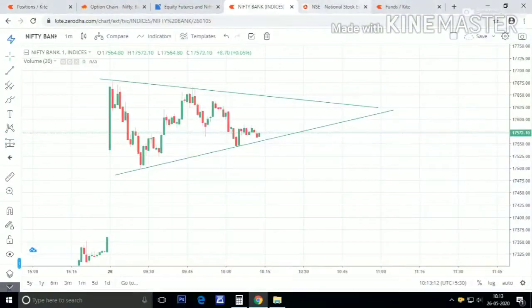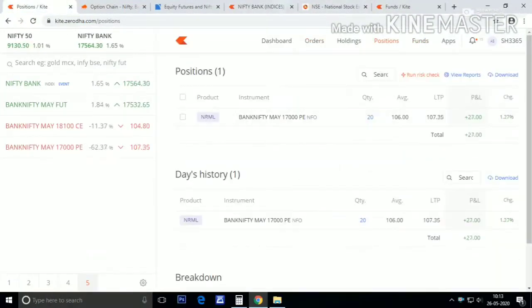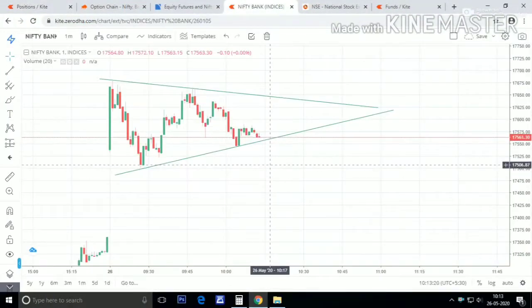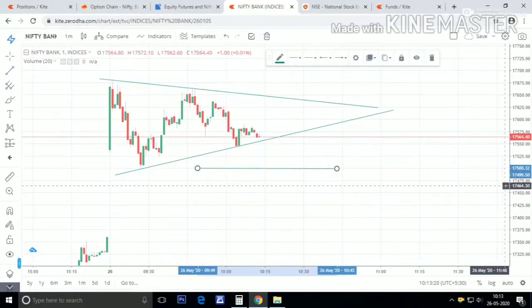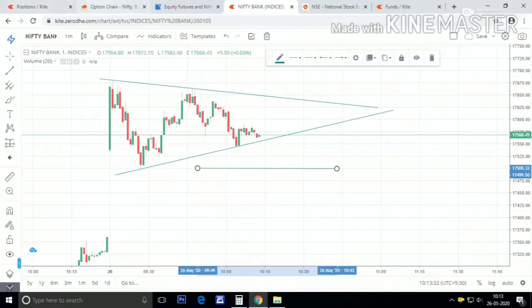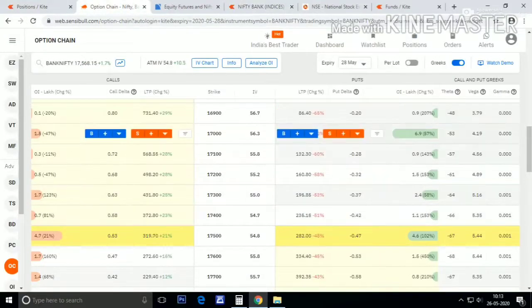Good afternoon, guys. So here you can see already I have bought one lot of the 17,000 put. Why did I buy it? Because you can clearly see there is a gap up opening and the bulls are not in favor of the market, so I think it will fall.